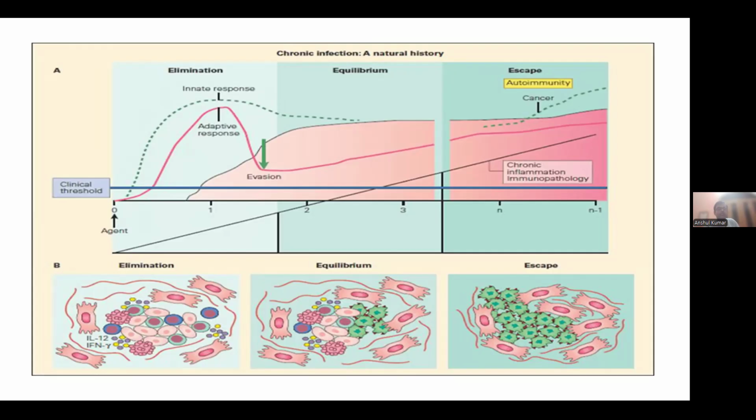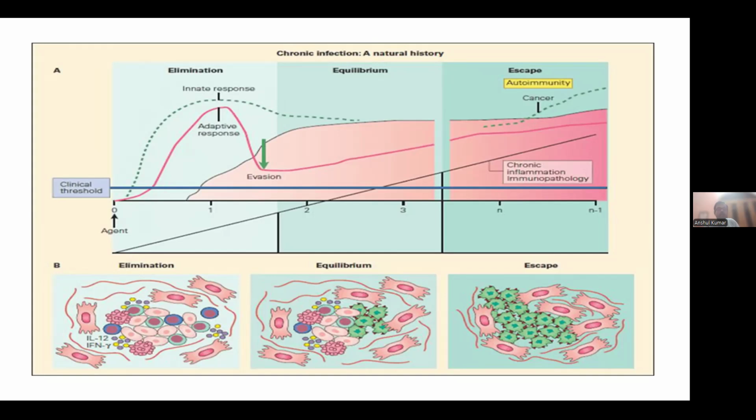Whereas in the phase of equilibrium, you can see that suddenly there is a fall in the immune response against these malignant cells or tumor cells, and they coexist along with the normal cells. Here you can see that both pink cells and green cells are equally present in the body.